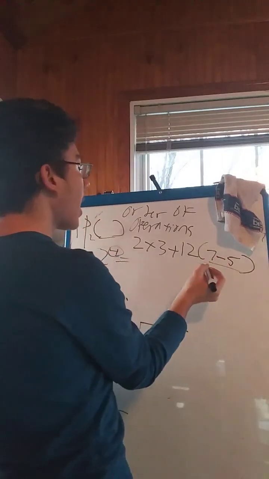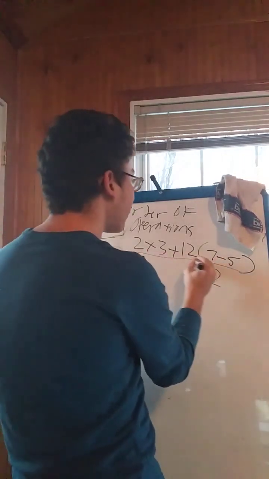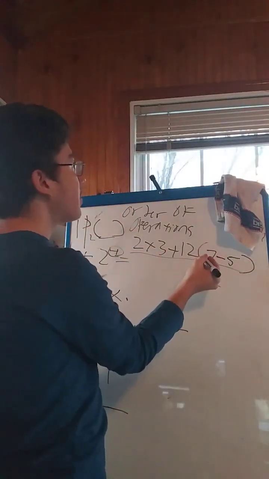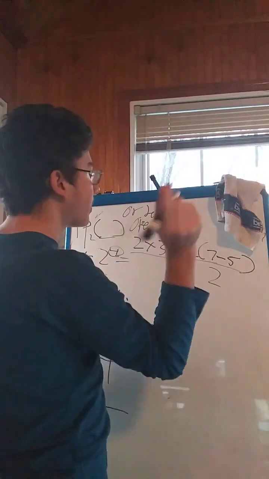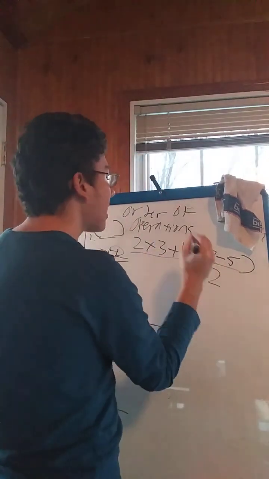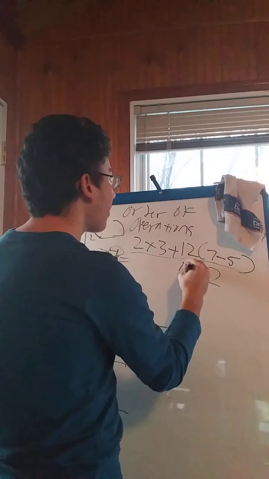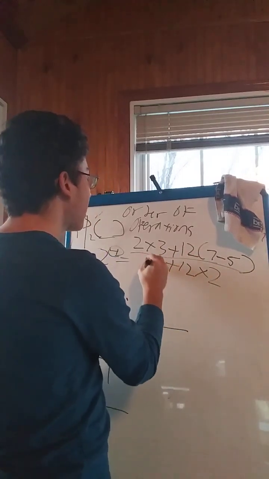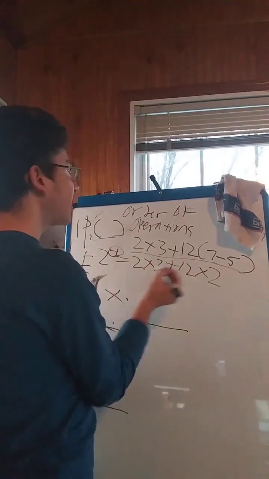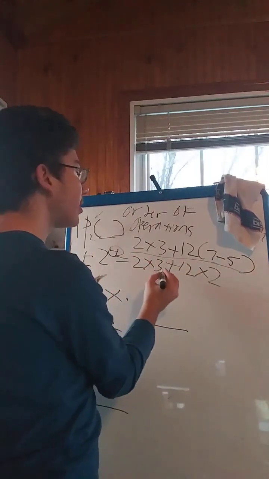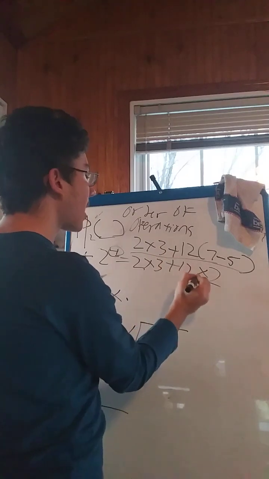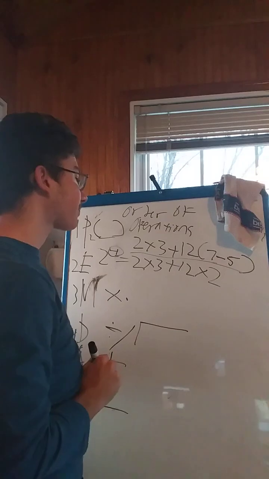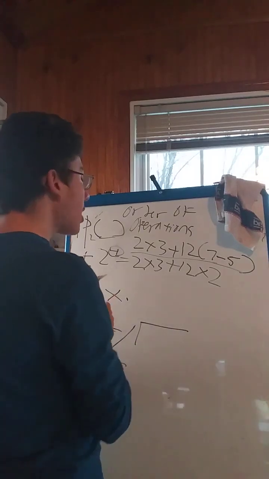So then we draw the line here, and we drop down every other thing. Any number right next to parentheses means multiplication. So we drop down the times 12 here, and we drop down plus 3 times 2. So what we have left is 3 times 2 plus 12 times 2. So we've already done the subtraction, now we're moving on.